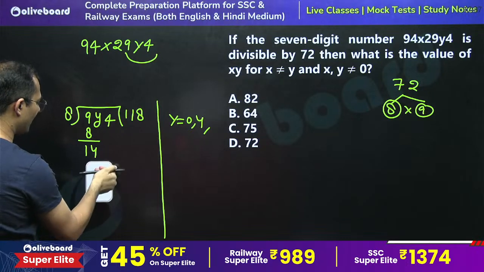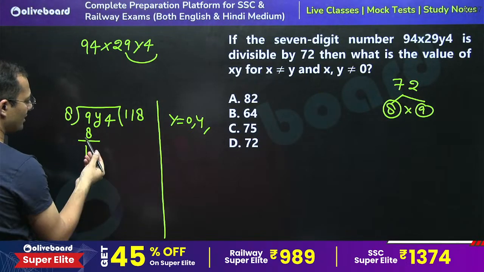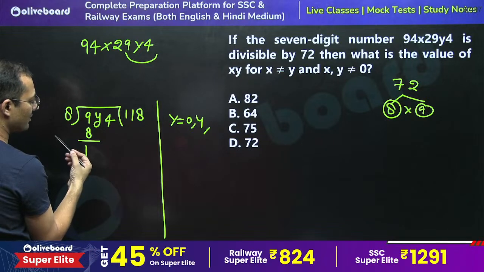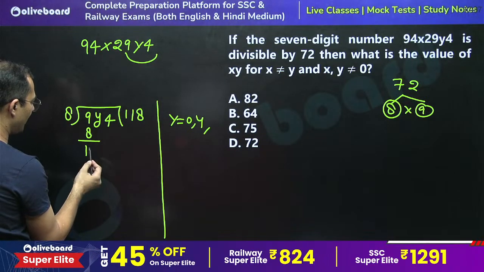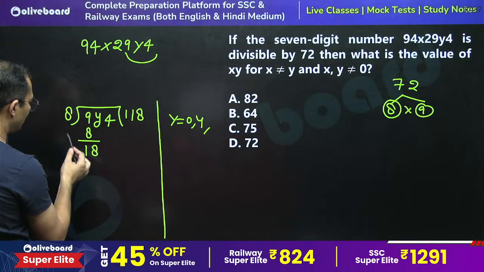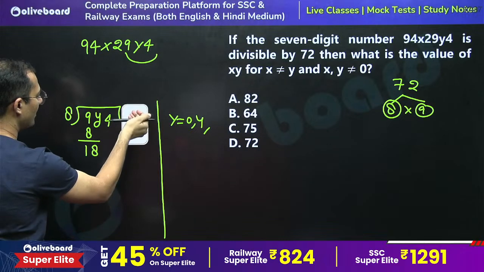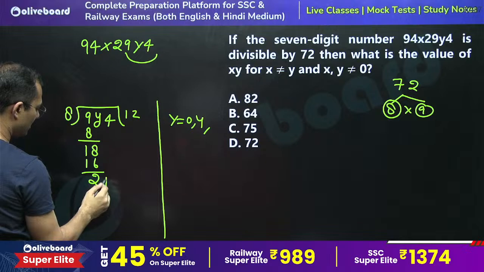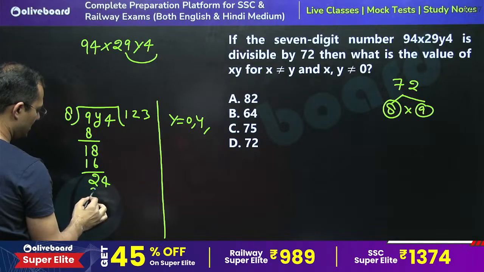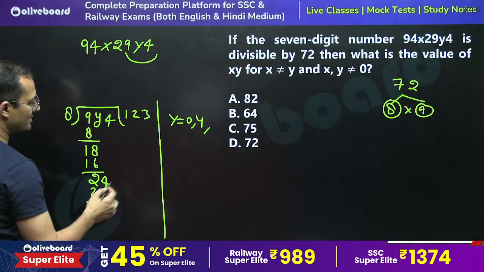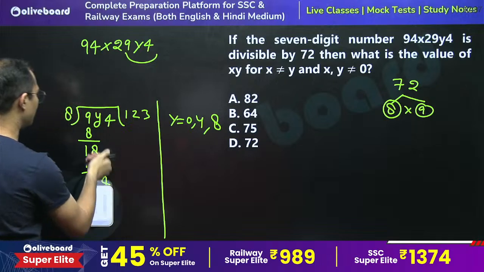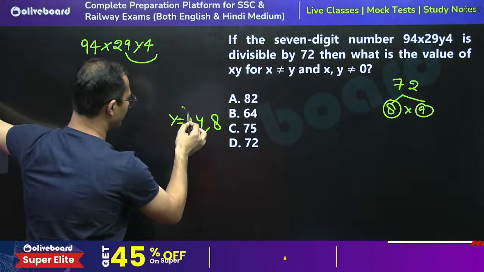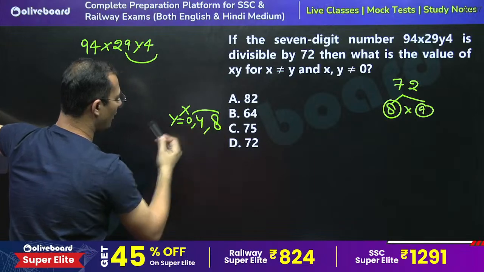So what are the other values? If I take 5, not possible. If I take 6, not possible. If I take 7, not possible. If I take 8, right? So 8 2s are 16, and 8 3s are 24. So we can say that only 3 values are possible for y, in which we cannot take 0. So we have only 2 options, right?